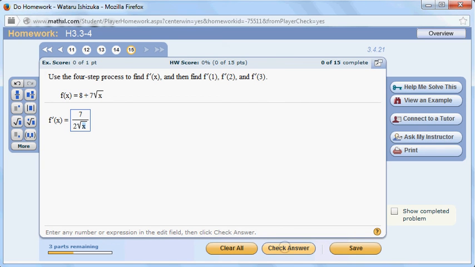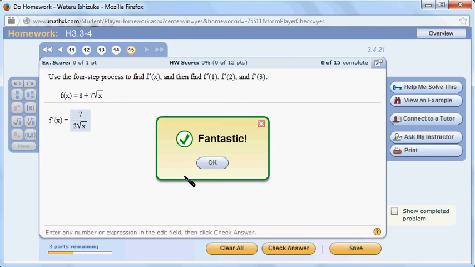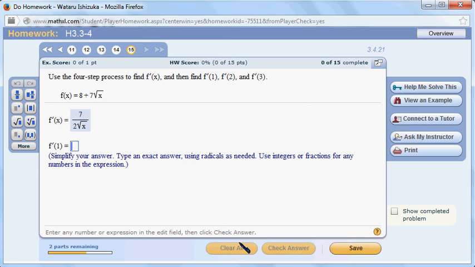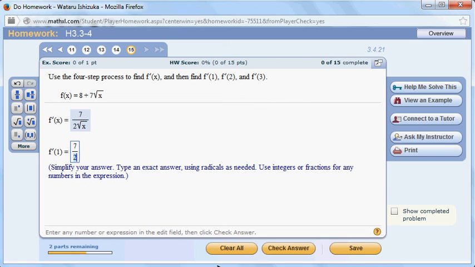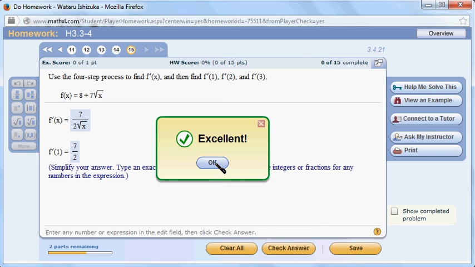All right, let's check that. We got that. Then we can find f prime of 1. I'm going to do it, so just plugging 1 here. 7 over 2 times square root of 1 is 7 over 2. Check that. Got it.